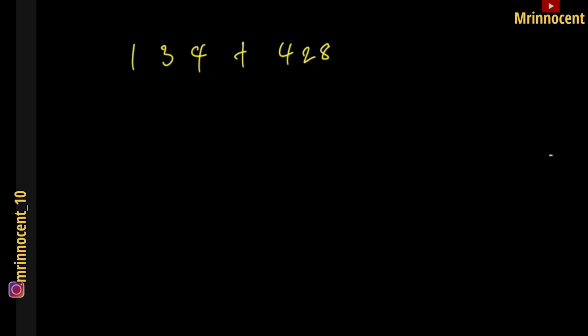So first of all, you need to separate it into hundreds, tens and units. So we have 100, 30 and 4. This one will be 400, 20 and 8. You now group it into hundreds, tens and units.